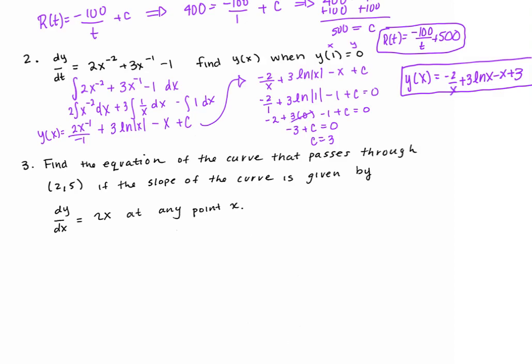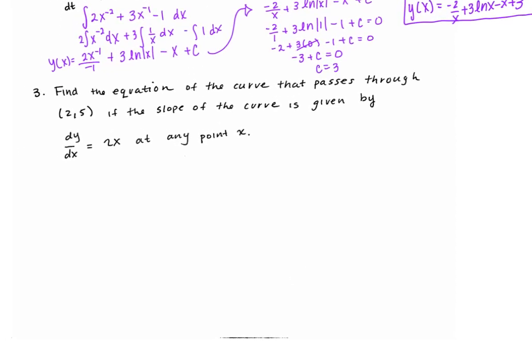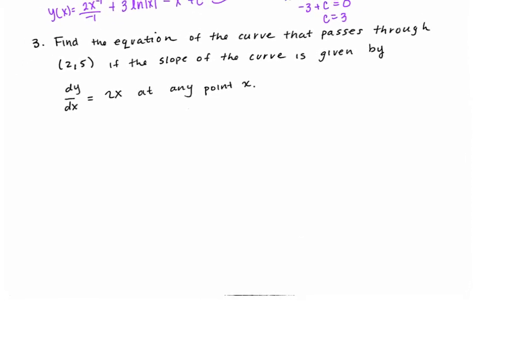Okay, let's look at another one. Find the equation of a curve that passes through the point x, y, if the slope of the curve is given by dy dx equals 2x at any point x. So remember, slope is the derivative. So they give us the derivative, so we're going to work backwards to get the original function.